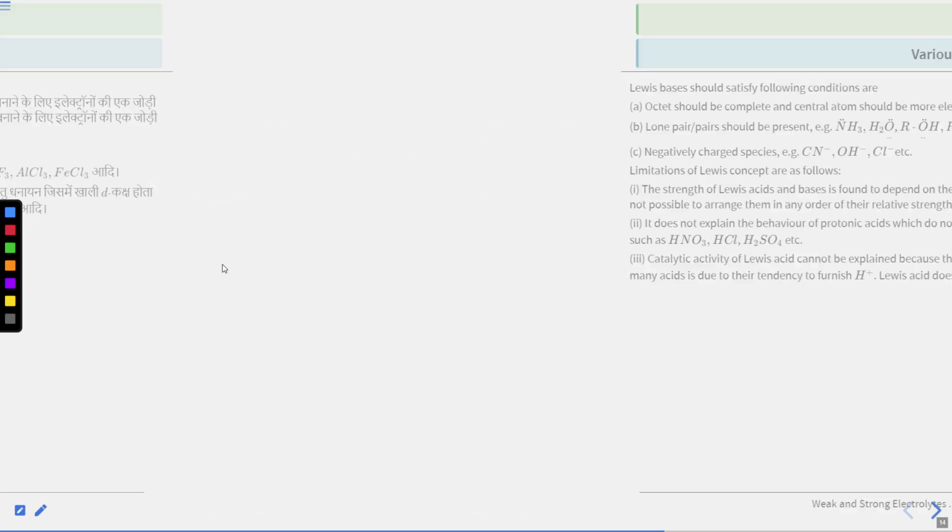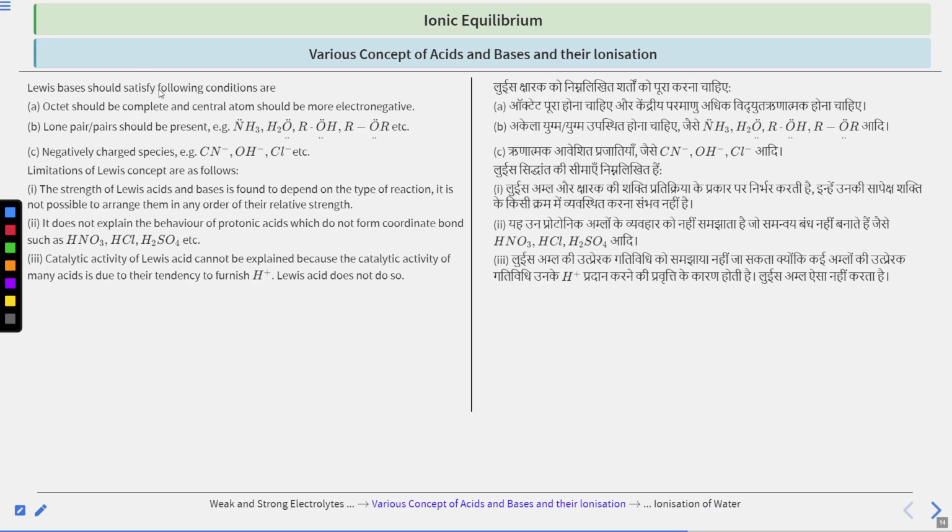Okay, so Lewis bases should satisfy the following conditions. We have just studied which conditions a Lewis acid should satisfy. Now Lewis bases should also satisfy these following conditions. First, the octet should be complete and the central atom should be more electronegative. Second, a lone pair or pairs should be present on the central atom or the side atom. Okay, for example NH3. In NH3, nitrogen is the central atom having a lone pair.